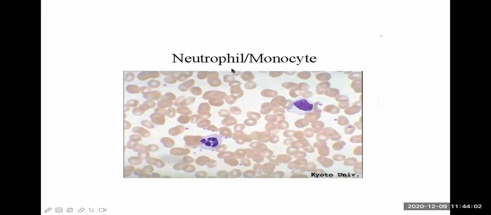Now, this is neutrophil and monocyte. So this is neutrophil, no doubt about it now. And this is monocyte, with a little bit of a kidney-shaped nucleus. And these are the RBCs, and these clumps are the platelet clumps.